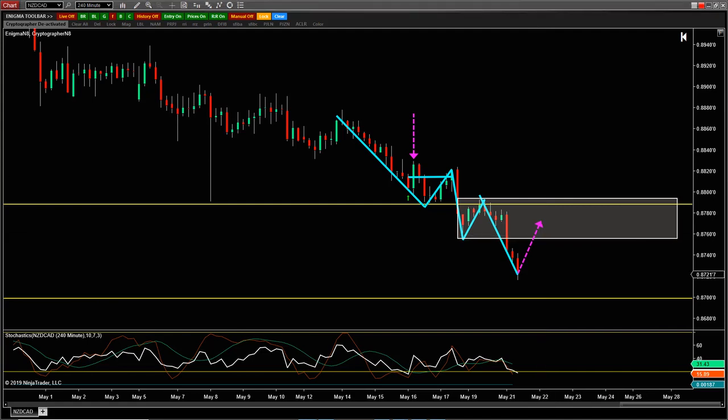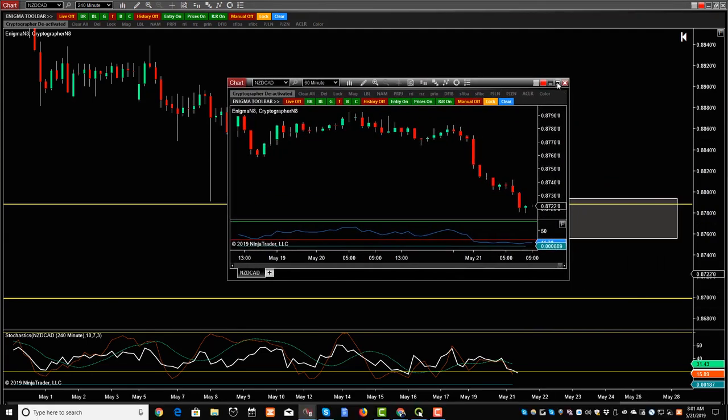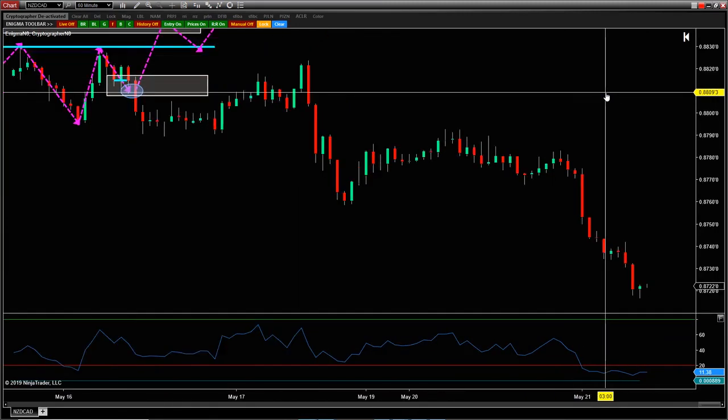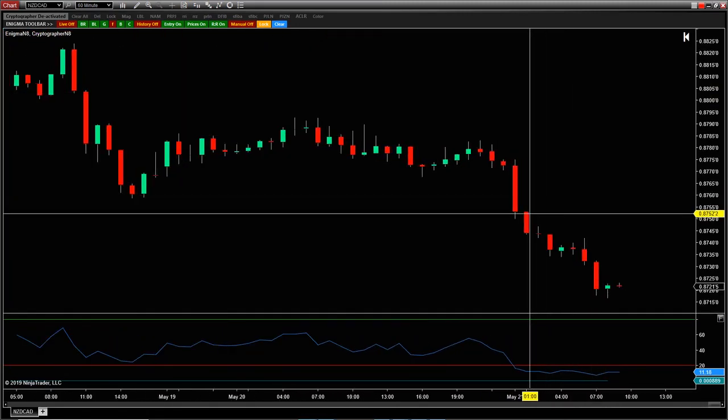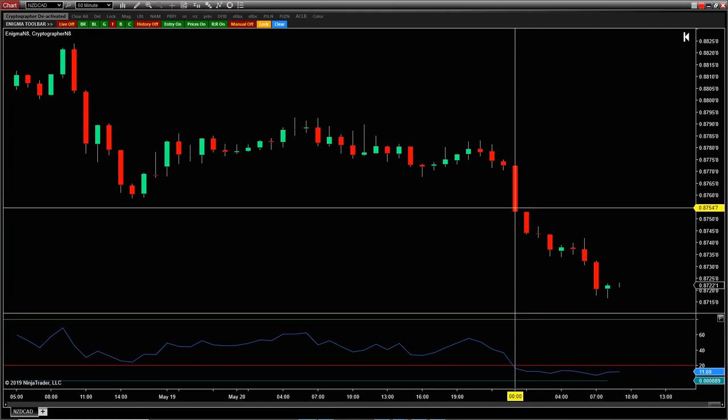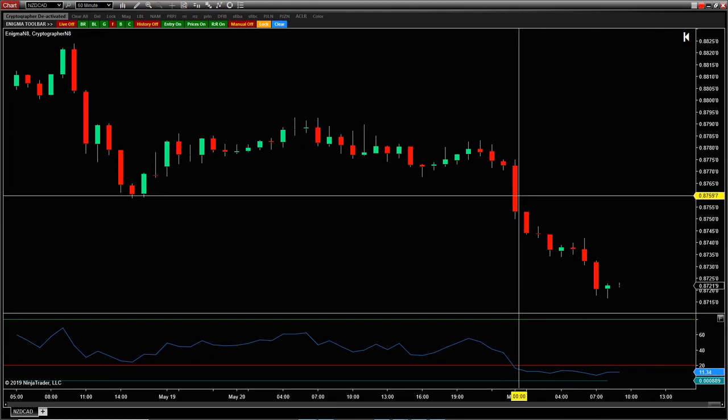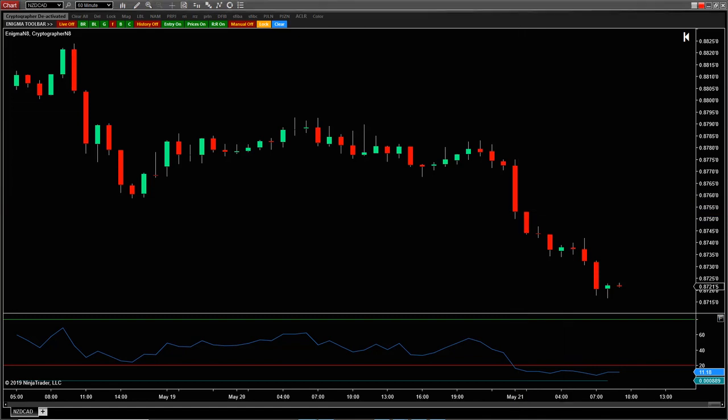Let's head down to the hourly chart here on New Zealand Canada. And you can see price action starting. We were massively oversold ever since this candle, right? Once again, breaking the myth that once we go oversold, we have to go back.